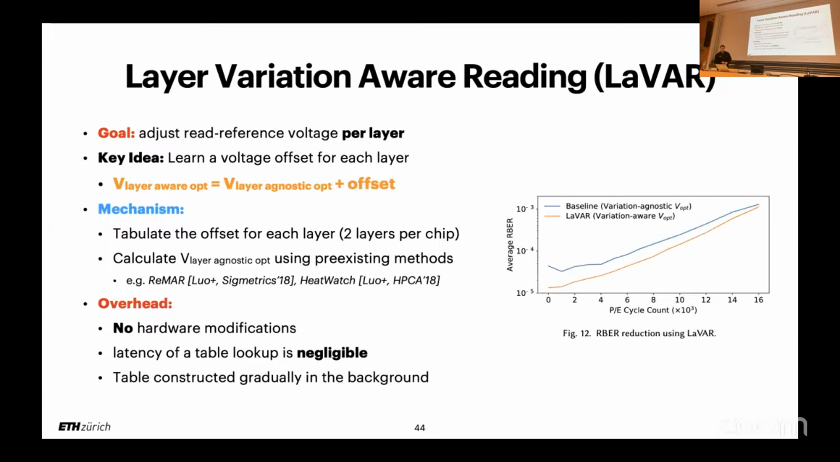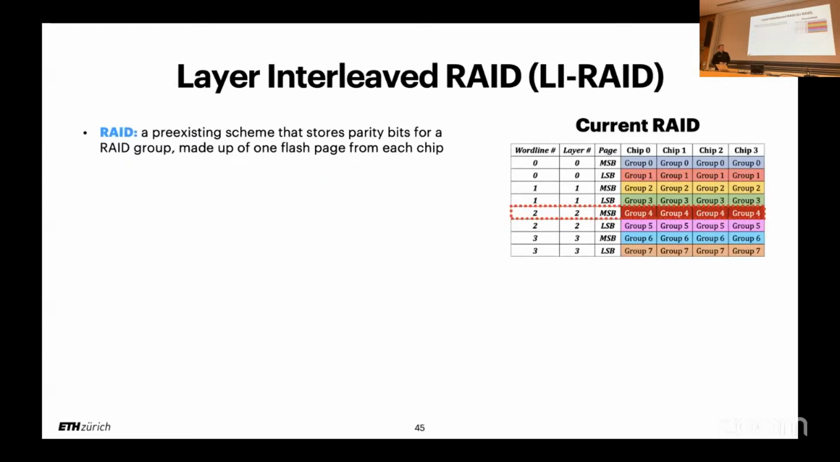Now, what are the actual results of using this method? Well, here we can see the program erase cycle count on the x-axis. On the y-axis, we see the raw bit error rate. Using baseline, just the variation agnostic VOPT, and LaVar, which uses the variation aware VOPT, we can see that LaVar consistently outperforms the baseline, although it gets a little bit worse towards the higher end of the program erase cycle count.